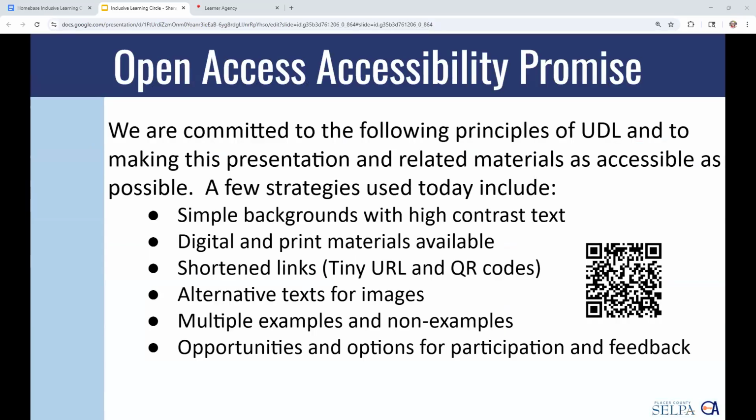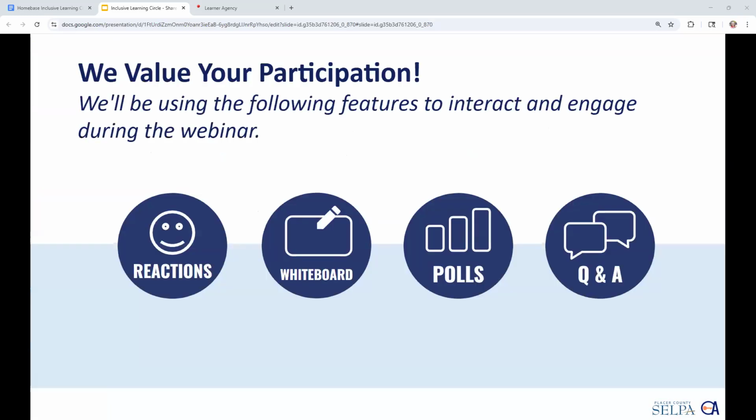We really, really do our very best to make our presentations as accessible as possible. We really try to have those simple backgrounds and high contrast text with shortened links, alt text for images, and opportunities for participation and feedback, and provide lots of opportunities for examples and non-examples. But if you ever feel like there's something we could do to make things more accessible, do please feel free to reach out. We really want to encourage your participation today.